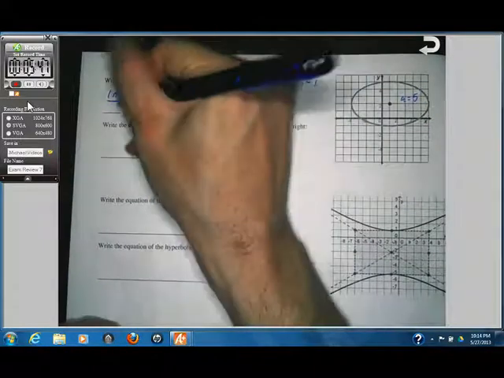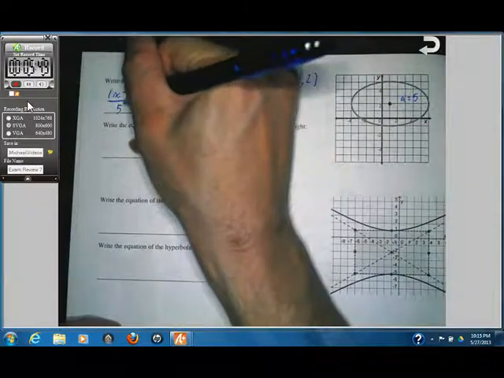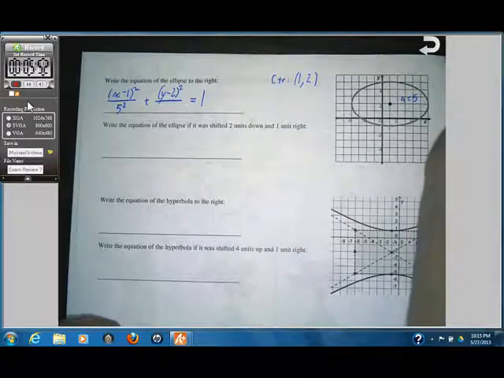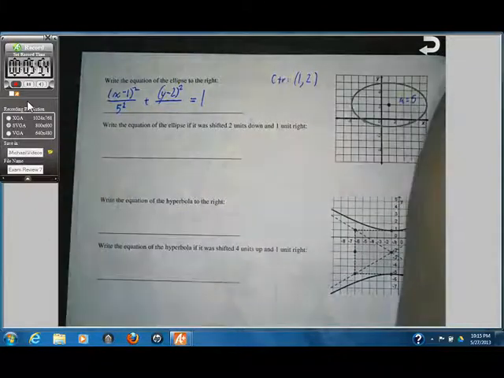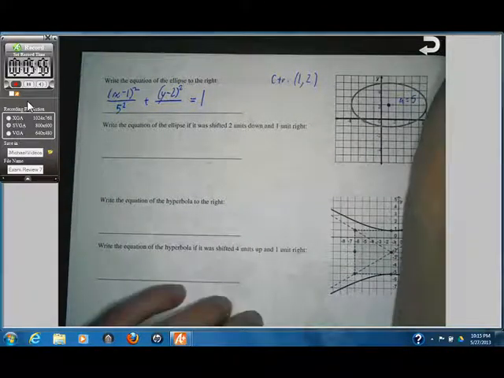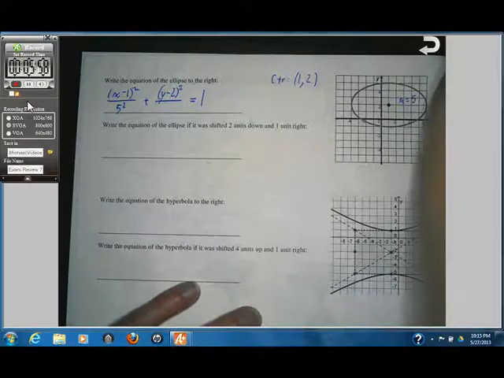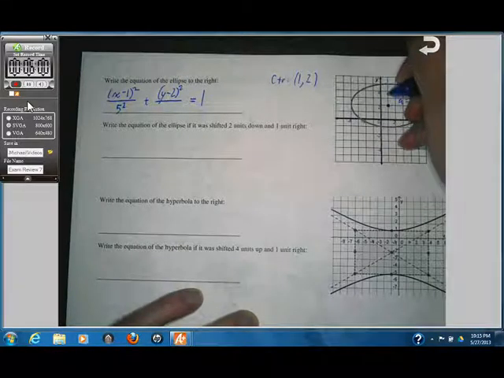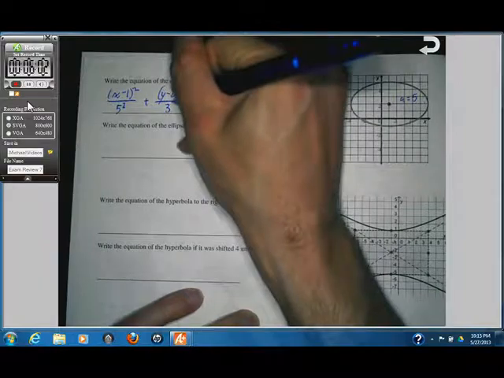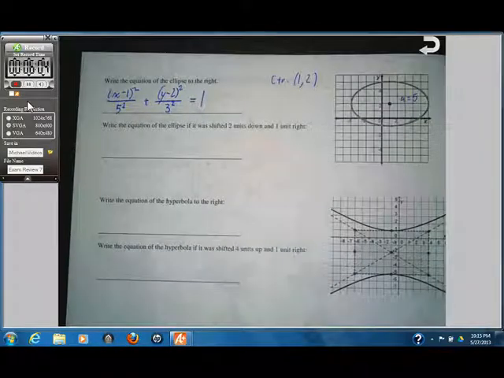Then here we have our vertical radius of 1, 2, 3. So then we're going to have 3 squared here. Again, in the actual exam, your choice will probably be evaluated versions of 5 squared and 3 squared or the like. The next thing it's going to ask you to do is write the equation if the ellipse was shifted 2 units down and 1 unit to the right.